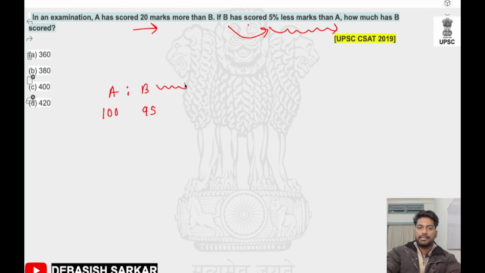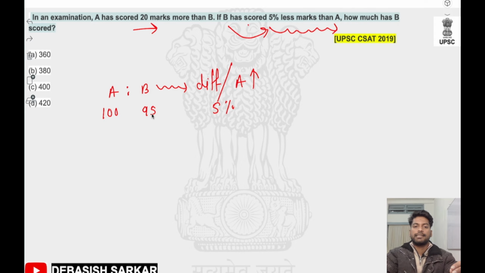So tell me the difference between them. Difference, or we can say A has more marks. Look, the difference is 5%. Why? A got 100%, B got 95%, so the difference is 5. Or we can say A got 5% more. We can say that too, right? Look, A got 5% more.